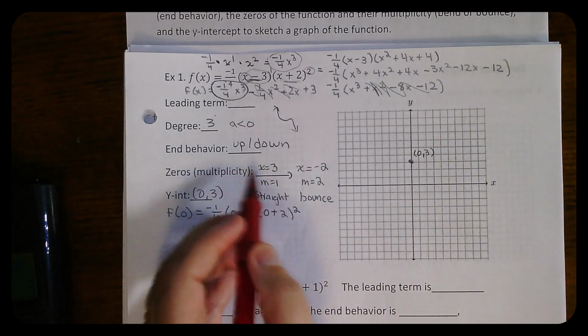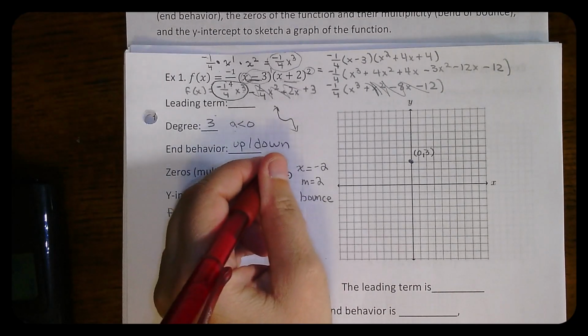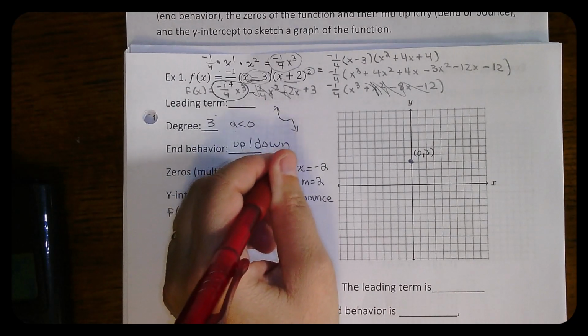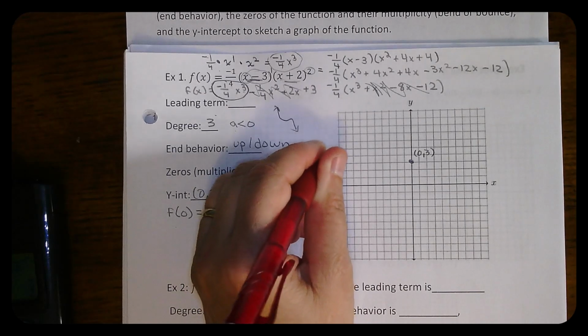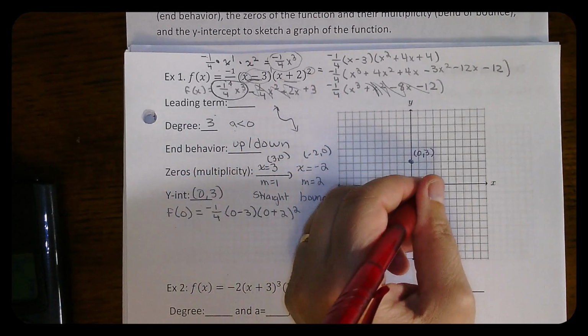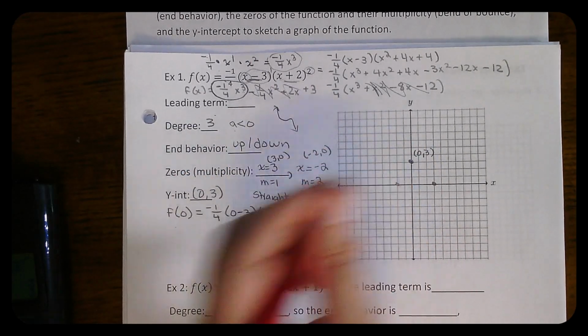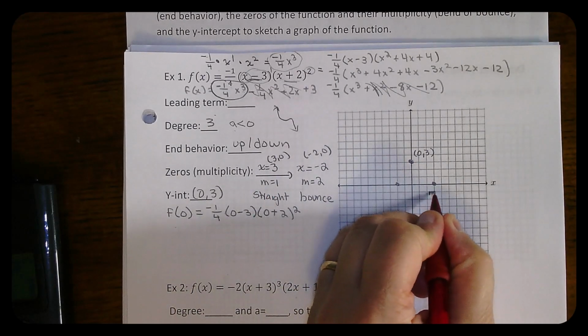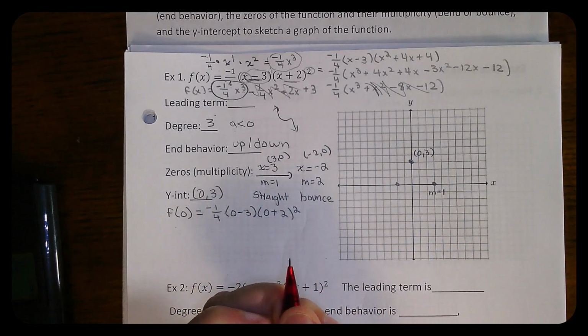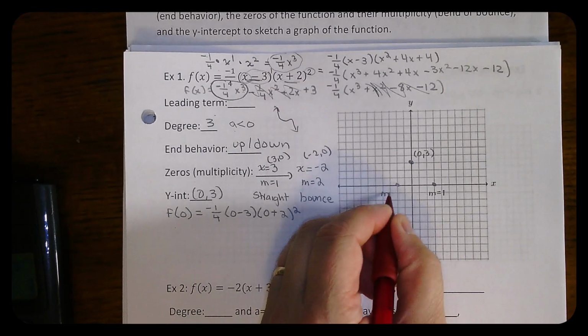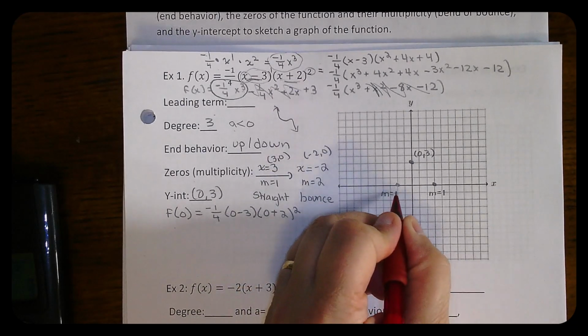And then my zeros, those are x-intercepts. So I'm going to plot (3, 0) and (-2, 0). So that's 1, 2, 3 and negative 2. Now, I like to make a little note. At x equals 3, the multiplicity is 1. And at x equals negative 2, the multiplicity is 2.